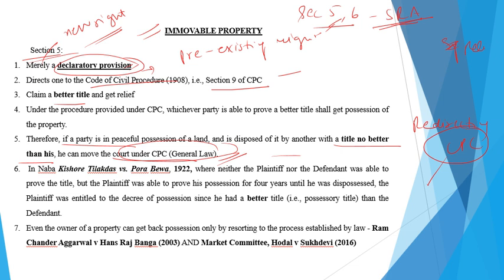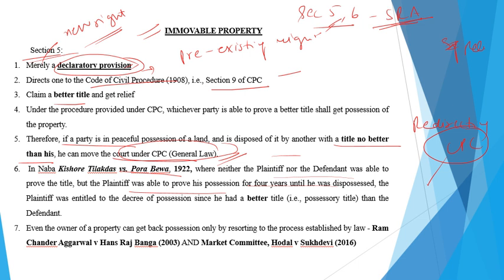You can deal with cases like Naba Kishore Tilak Das vs. Pura Beva, where neither the plaintiff nor the defendant was able to prove the title, but the plaintiff was able to prove his possession for 4 years until he was dispossessed. The plaintiff was entitled to the decree of possession since he had a better title, possessory title, than the defendant. This case dealt with the fact that neither of the parties were able to prove that they have the title. But the plaintiff could prove that he was in possession for 4 years.